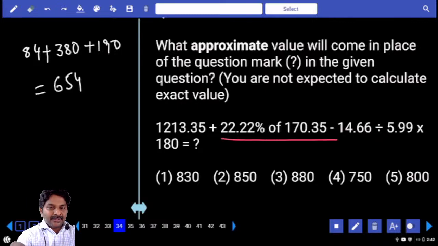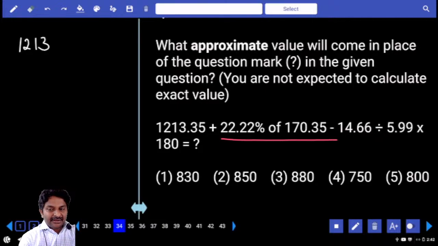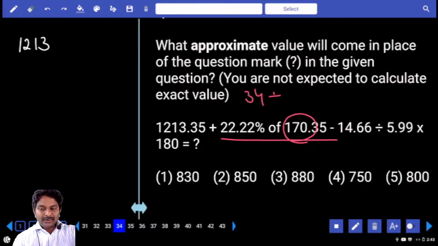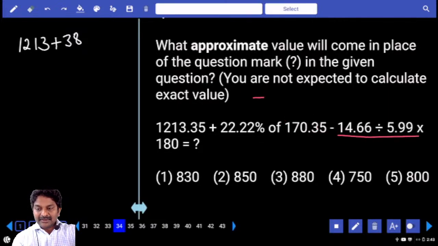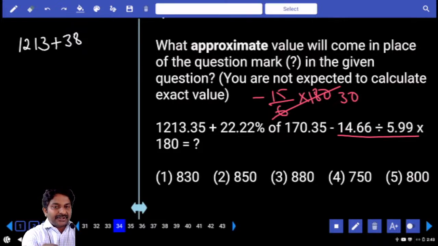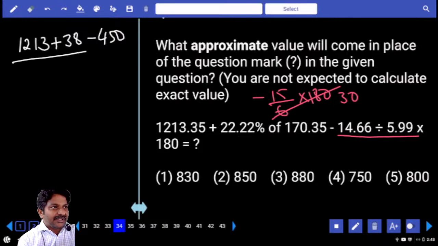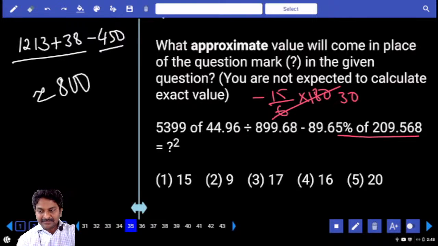22% of 170. First number is 12, 13. 22.22%. 20% of this number, 34. 2% is 3.4 only. We can write it as 4. 34 plus 4, 38. Next, minus 15 divided by 6 into 180. 630 times. 15 into 30, 450. From this, we have to subtract 450. Approximately, this is 1250. From that, if you subtract 450, answer approximately 800.